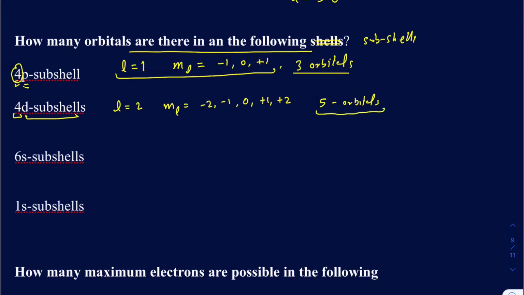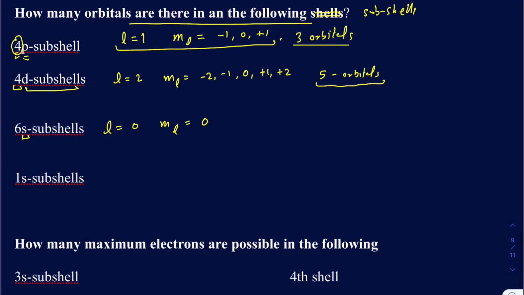What about 6s subshell? So it's an s subshell, so the value of L is going to be 0, so that means your M of L is also going to be 0. And since your M of L is 0, there's only one value for M of L, so that's going to be 1 orbital in there. So any given s subshell, whether it's 1s, 2s, 3s, it's going to have only one orbital in there.